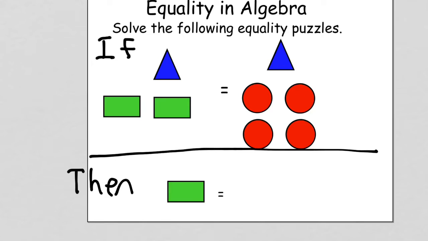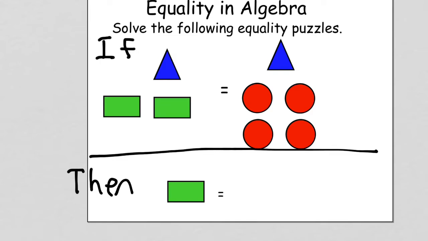So if you look on the page here, I've given you a number puzzle. It's an if-then. If you have a blue triangle and two green rectangles, and they equal one blue triangle and four red circles, then what is one green rectangle equal to? Well, you have to use the idea of equality here. We're going to look at the if part and see if there's anything on both sides of the equal sign that's the same. What I see that's the same on both sides are my blue triangles.